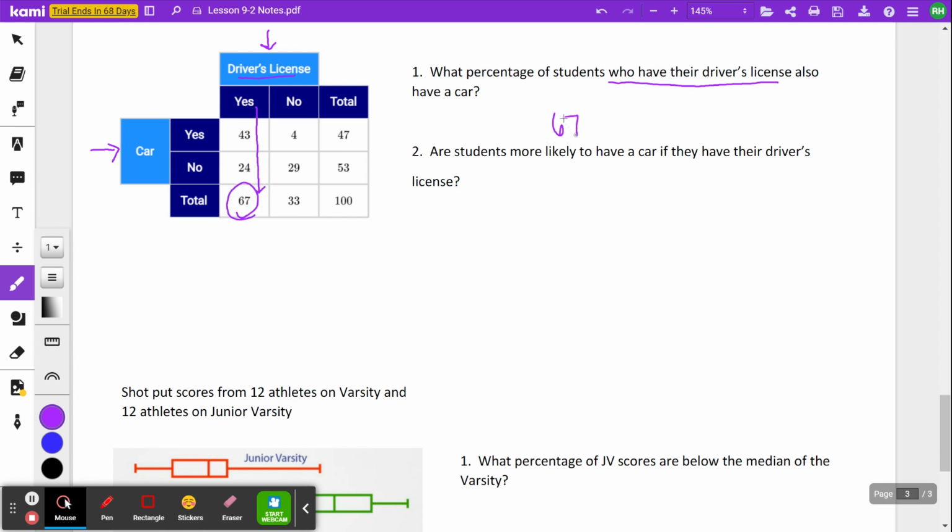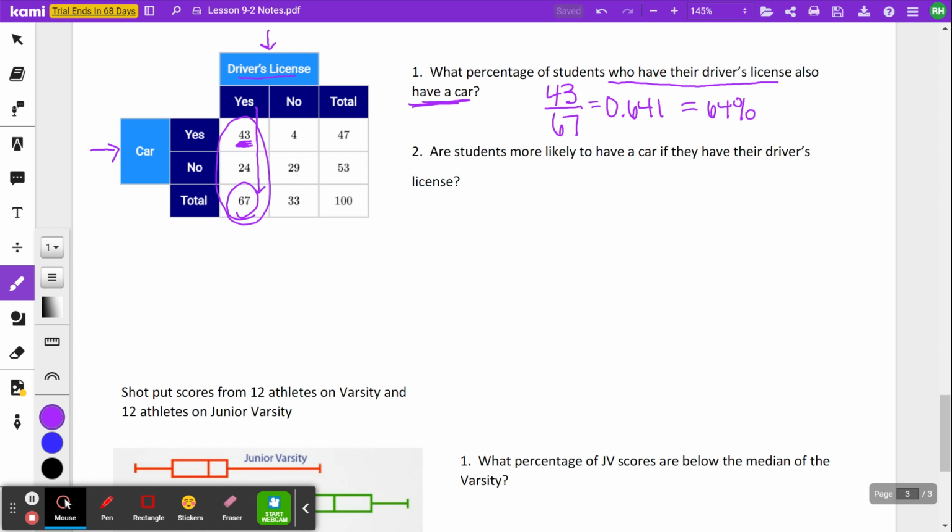67 kids have it. Also have a car. So in this group of data, these students have a car. So 43 out of 67 is 0.641. So about 64%. Which makes sense, right? If you're going to have your license, you might as well have a car.